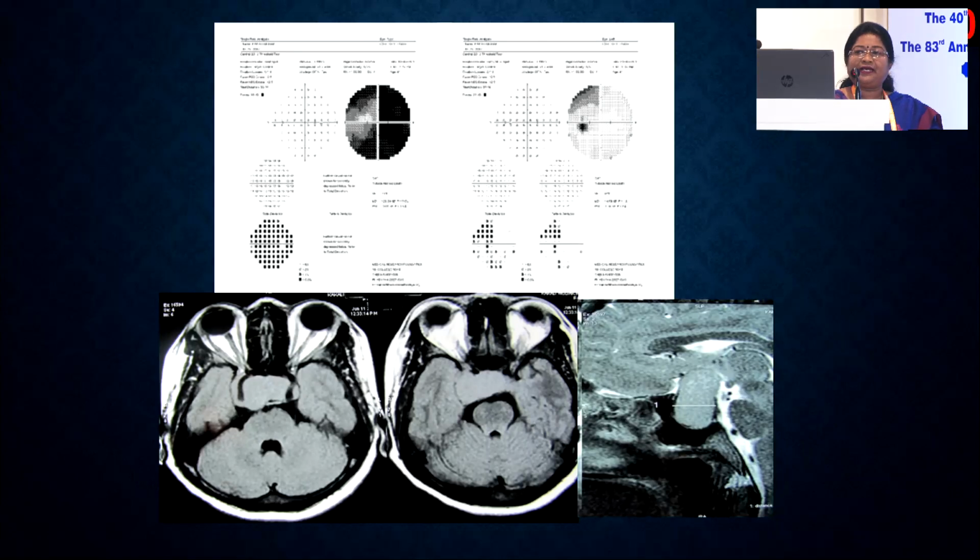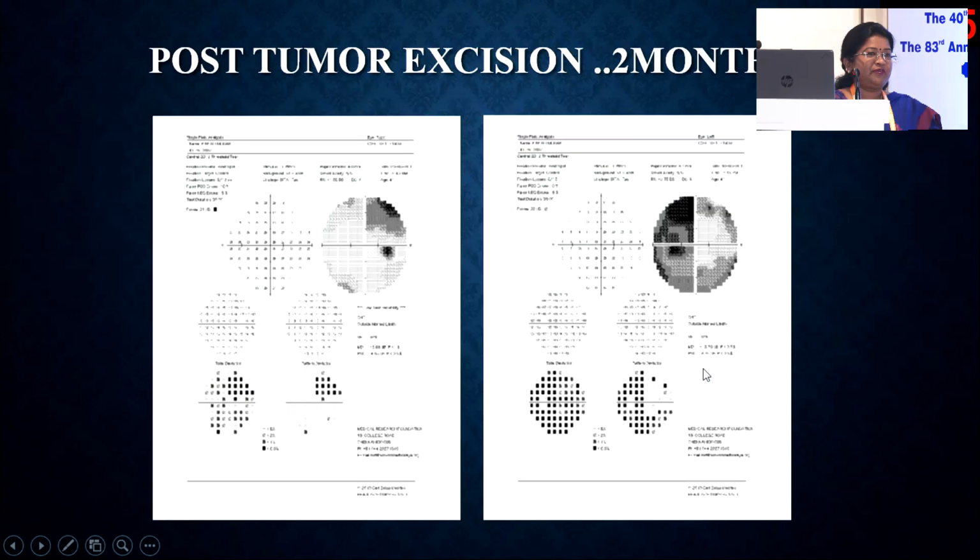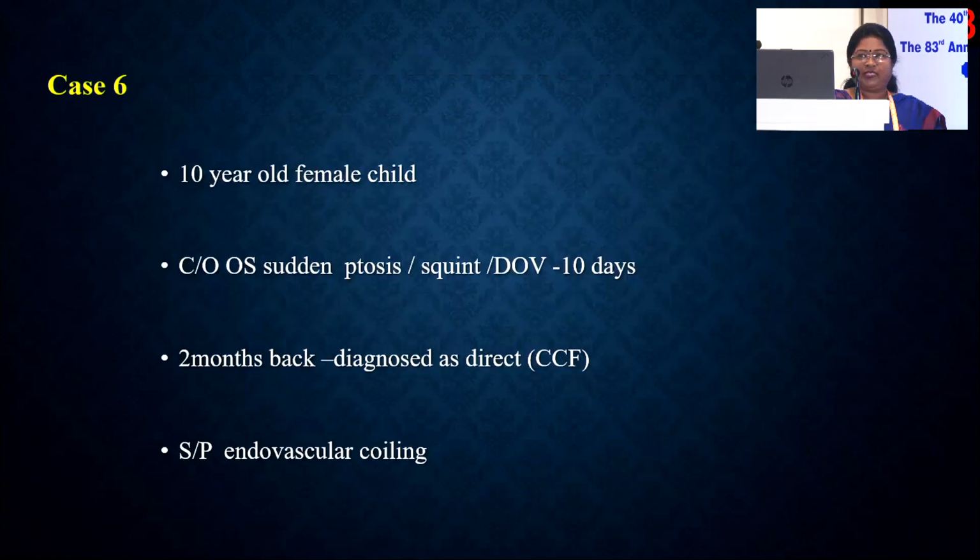And that is an MRI which showed a huge suprasellar pituitary mass, and that's the reason why she had multiple cranial nerve palsies with a vision loss, and post-tumor excision, her visual fields improved.